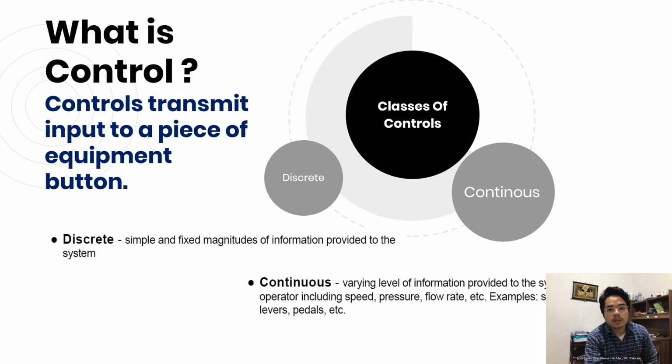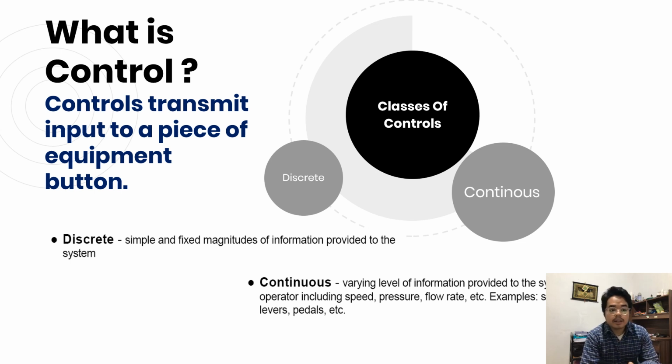First, because we are talking about display and control, I would like to give you a little bit of material about display and control. What is control? Control itself is some kind of transmitting input to a piece of equipment or button. So for example, you have a device and the device has an input. To make it easier for you to operate the device, you need to have a control button.